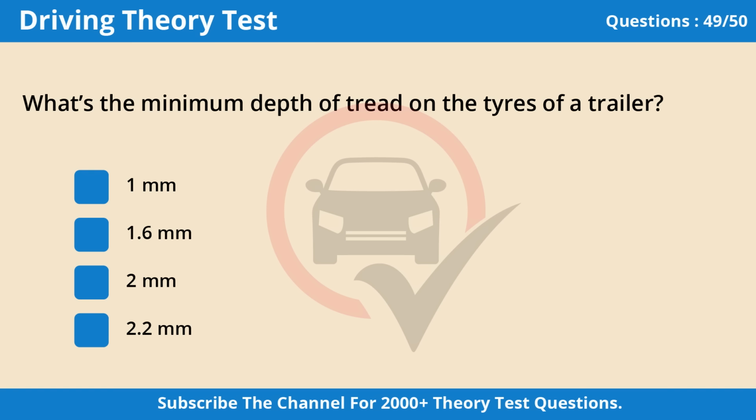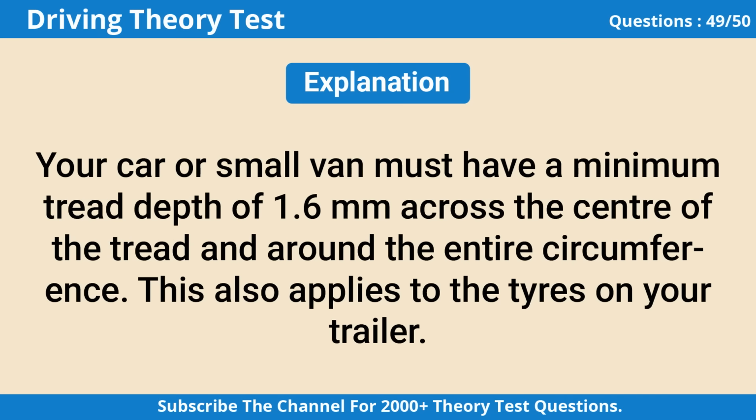Question 49. What's the minimum depth of tread on the tires of a trailer? A. 1 mm. B. 1.6 mm. C. 2 mm. D. 2.2 mm. B. 1.6 mm. Your car or small van must have a minimum tread depth of 1.6 mm across the center of the tread and around the entire circumference. This also applies to the tires on your trailer.